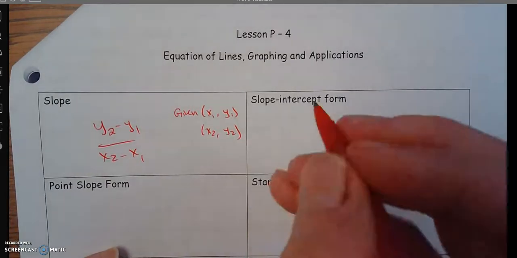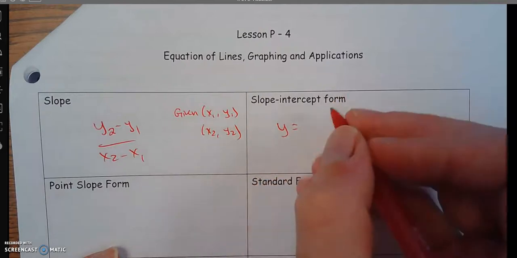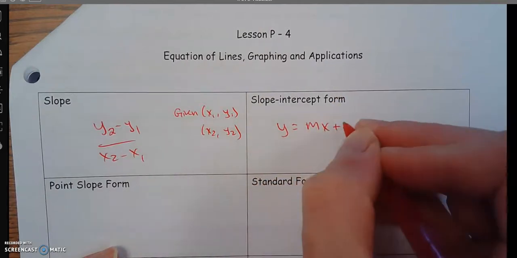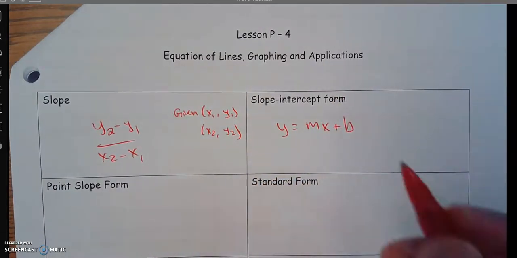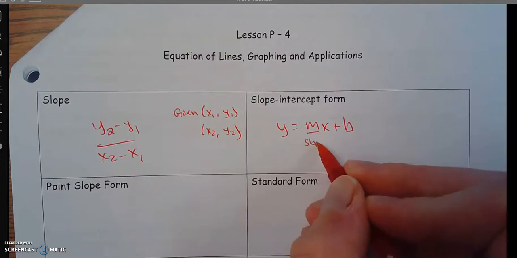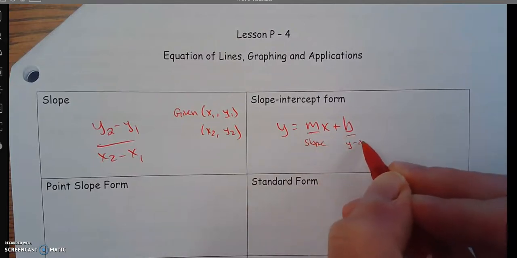Slope-intercept form, then, is what you've used for quite some time. y = mx + b, where m is the slope, b is the y-intercept.